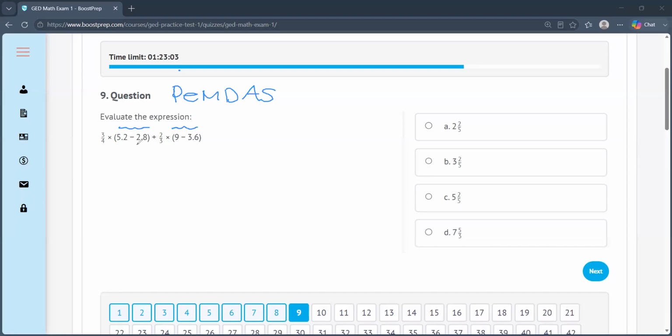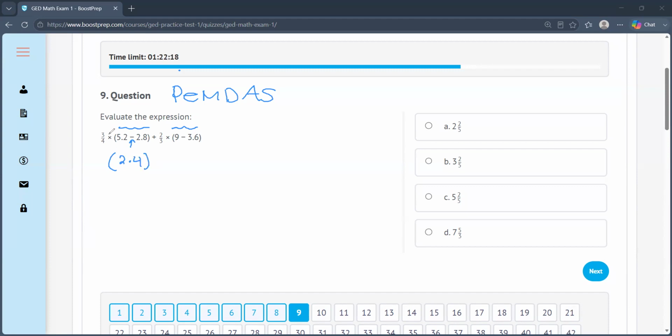The good news about these parentheses is there's only one order of operation. This one says you can use a calculator, so I'm going to use a calculator. In this parentheses, you have one order of operation, which is subtraction, so you don't have to do PEMDAS all over again. If you had more than one operation inside the parentheses, you would have to do PEMDAS again. So what is 5.2 minus 2.8? It's 2.4, right?